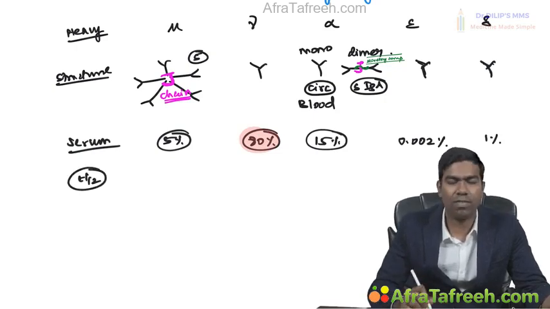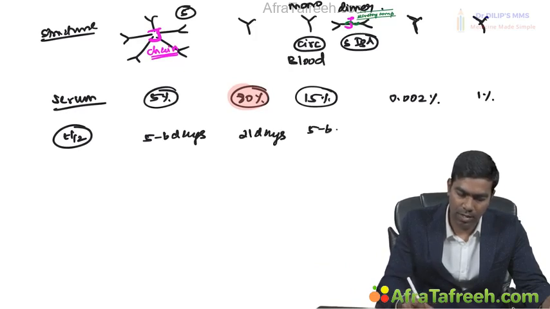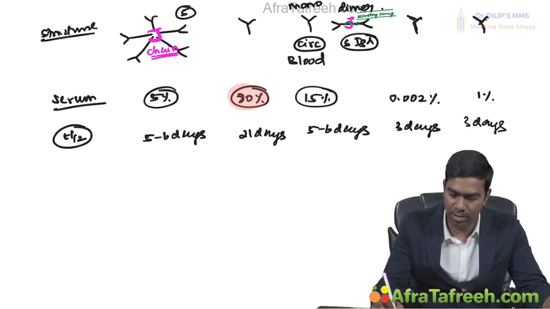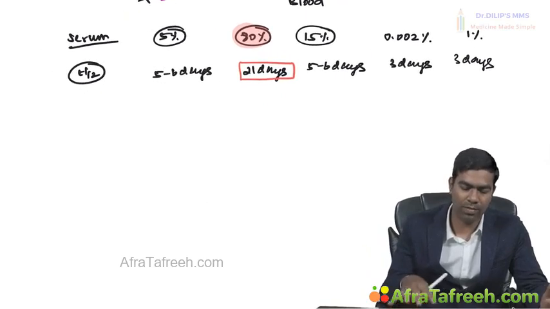If they ask you the half-life of each antibody: 5 to 6 days for IgM, 21 days for IgG, again 5 to 6 days for IgA, and 3 days for IgE and IgD. Which means the maximum half-life, if they ask you, is for IgG only. IgG itself has many subtypes, which I'm not going to talk about right now. So 21 days, the maximum half-life, is for IgG only.